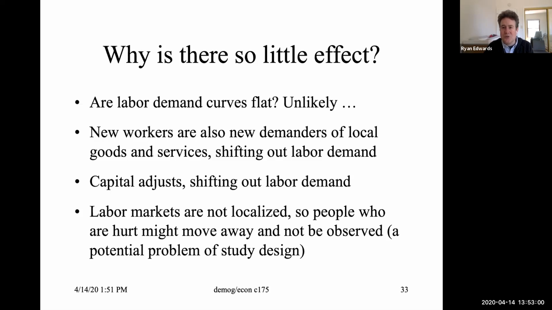New workers are also new demanders of local goods and services, shifting out labor demand in those other industries. Overall, then, whether you would see an outward shift is a little less obvious, especially if you're talking about, say again, our example of chicken packers. Would you see an increased demand for chicken because immigrants have relocated into this area where chicken is produced? Yeah, you'd see some increase. But I think what we're getting at here is that you would also see increased demand for housing for those chicken workers.